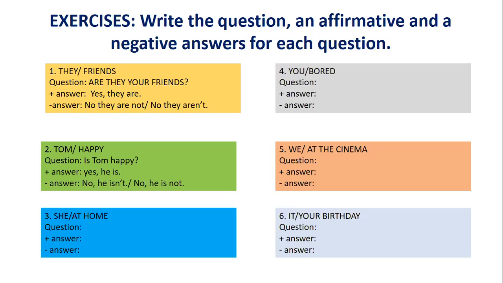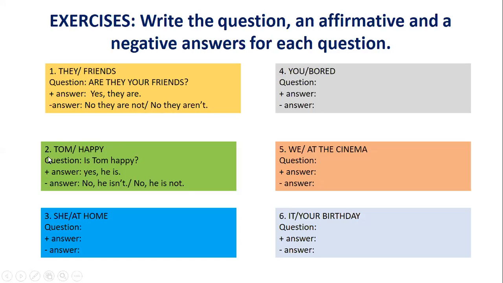Vean acá, dice, they friends. Entonces la pregunta, ¿verdad? A la pregunta le hace falta la conjugación correcta del verbo be, ¿verdad? Y en este caso, un possessive adjective, ¿verdad? Are they your friends? Yes, they are. Y la respuesta negativa, podemos decir, no, they are not, o en forma full, o de forma contractada, no, they aren't.